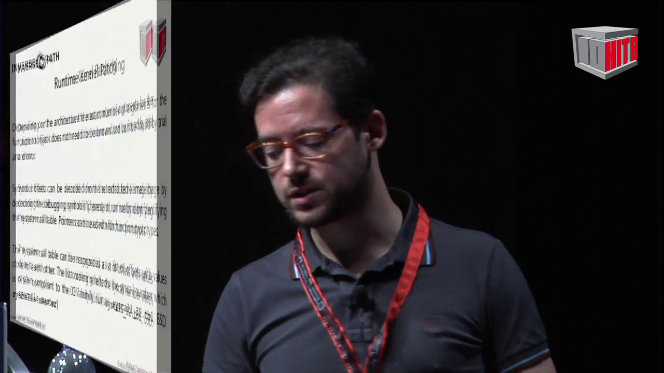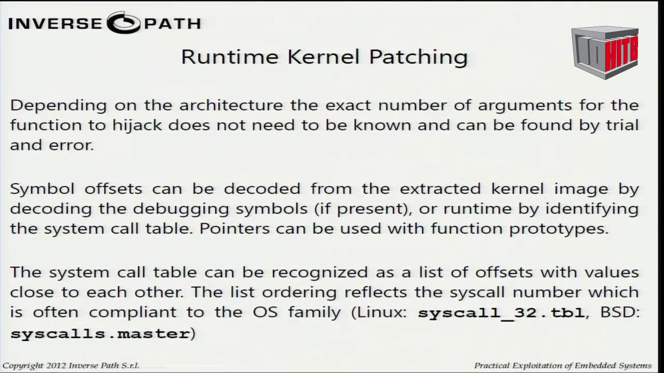And you can also do it without the OS development toolkit. So it's quite cool. And as I mentioned before, the syscall table is fairly easy to look up in a kernel image or in memory, because it's a very long list of pointers which are very close to each other. Once you have them, they're always in order. So you have system call 0, 1, 2, 3, 4, 5, and so on. And then you can reflect to the ordering for the OS family.